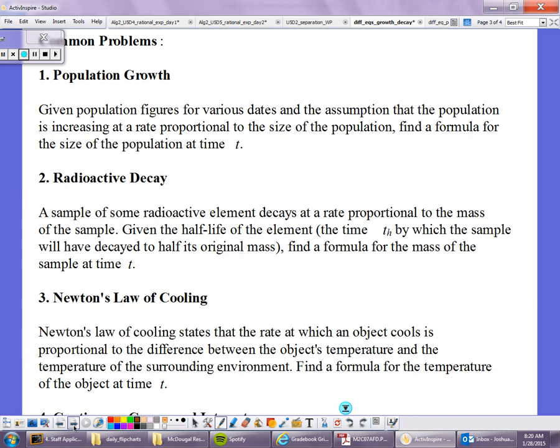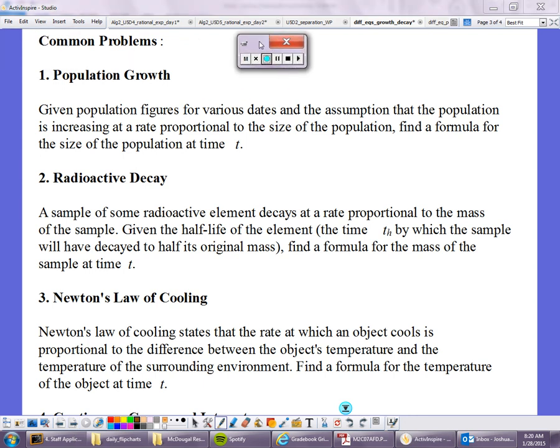All right. Common problems, and I'm going to look at these in separate videos, but these are the kinds of problems you're going to see all the time with differential equations and exponential growth and decay. First one is population growth. You've got some population figures for various states, and they're going to ask you to assume that the population is increasing at a rate proportional to the size of the population. You'll have to find a formula for the population at time t, or make up a formula to use to predict the population at some time t, something like that.